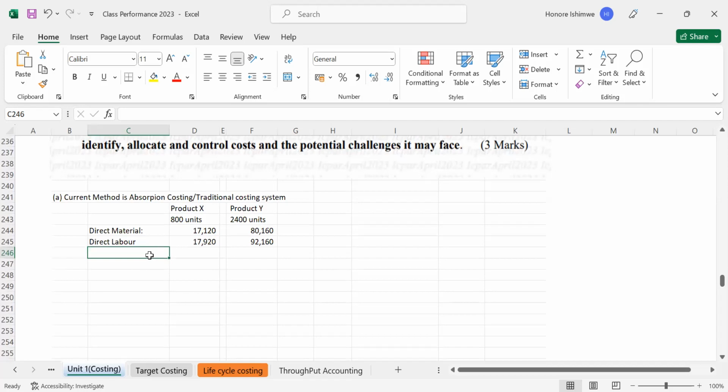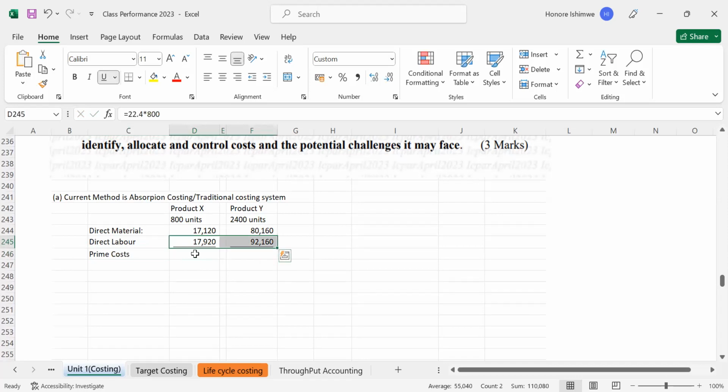Is it okay? So these will be like our prime cost. This will be my prime cost or total direct costs. Is it okay? Prime costs. My prime cost is now how much? Let's add, it is going to be 35,040.